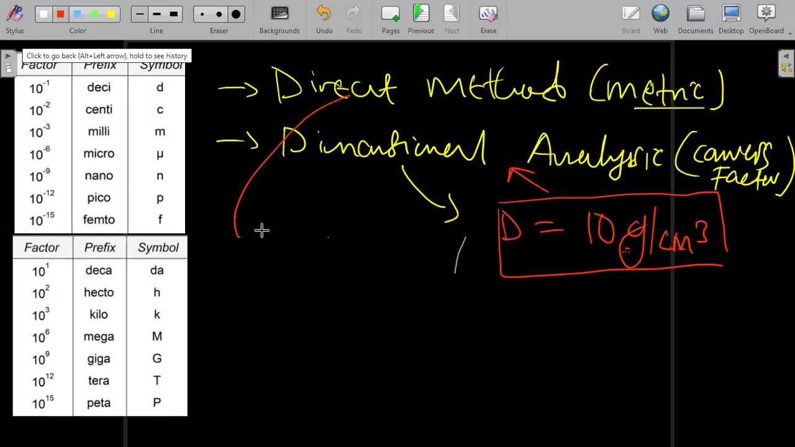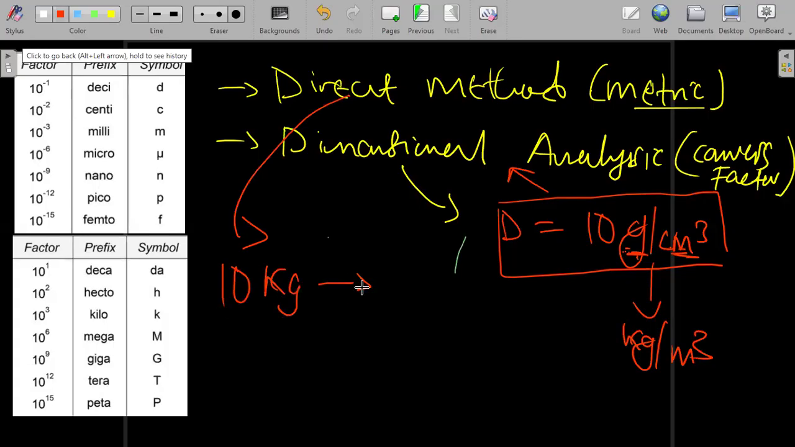And then in the direct method, we just have one unit, and we are also converting to one unit. If you want to convert grams per cubic meters to kgs per cubic meters, we use dimensional analysis because we have two different units in one expression. But when we have one unit, like 10 kgs that we want to convert to grams, we just use the direct method, which is the metric system. So in this video, we are going to focus on the direct method, and in another video we're going to do dimensional analysis.